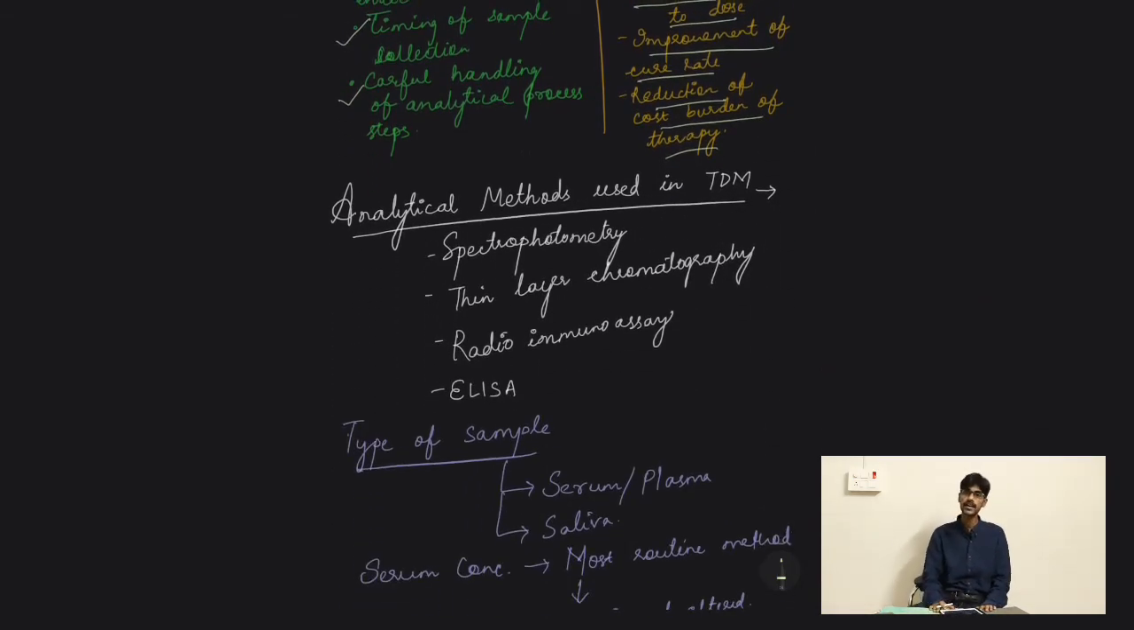And what are the different analytical methods which are used in therapeutic drug monitoring? They are spectrometry, thin layer chromatography, radioimmunoassay and ELISA.